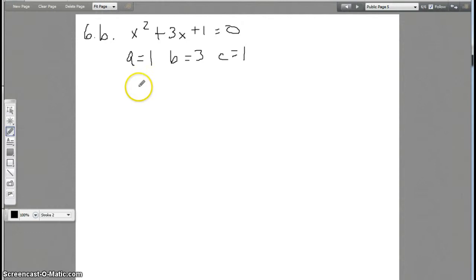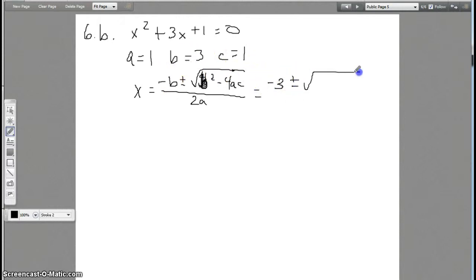So now we plug all of this into the quadratic formula, which is x equals negative b plus or minus the square root of b squared minus 4ac, and all of that is over 2a. So now we're going to plug our values in. Negative b means the negative of 3, which is negative 3, plus or minus the square root of b squared. The square of 3 is 9, minus 4 times a, which is 1, times c, which is also 1. And all of that is over 2a.